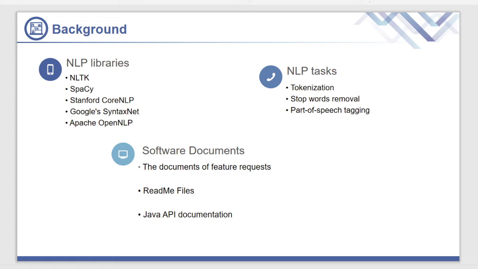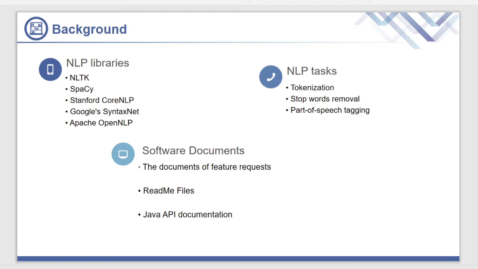Secondly, NLP tasks denote the various purposes of analyzing software documents. Tokenization is the process of dividing a string into several parts. Stop words removal is the process that some words or phrases are filtered to save storage space and improve search efficiency. POS tagging is the process of determining the grammatical category of each word in a given sentence and tagging it.